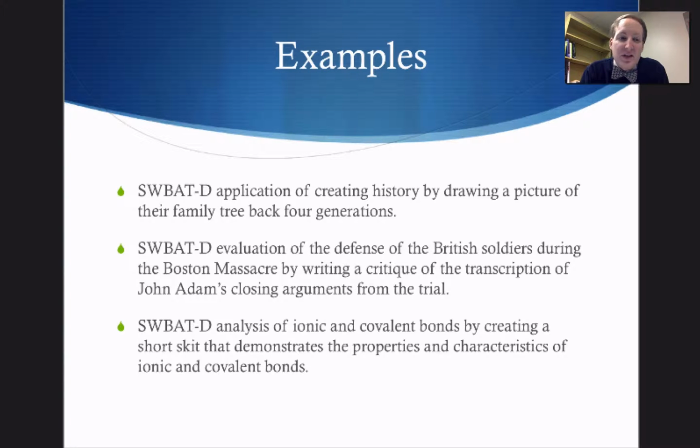And the final one is a science one that looks kind of fun. Student will be able to demonstrate analysis of ionic and covalent bonds by creating a short skit that demonstrates the properties and characteristics of ionic and covalent bonds. So you'll notice that the observable activities for each of them are created such that you can always see that all students have learned in some way, shape, or form.